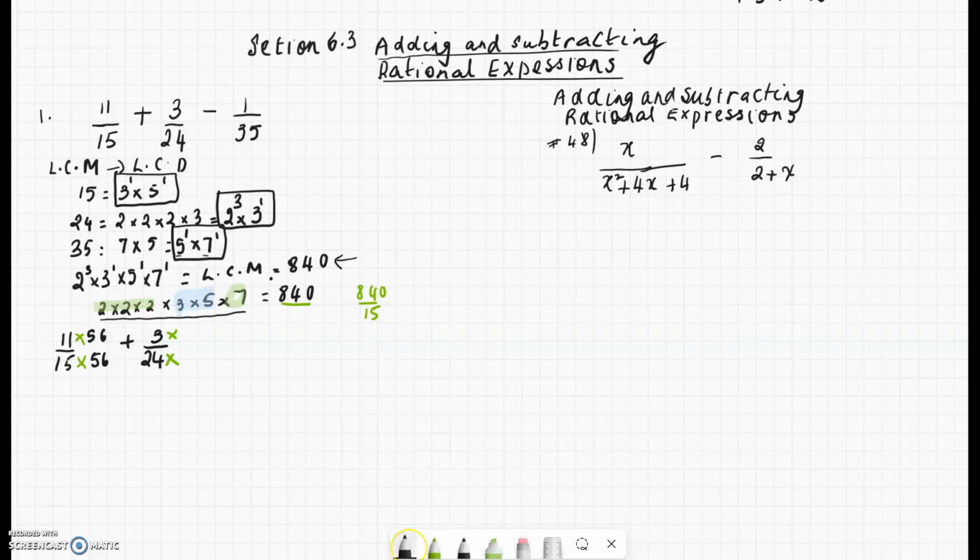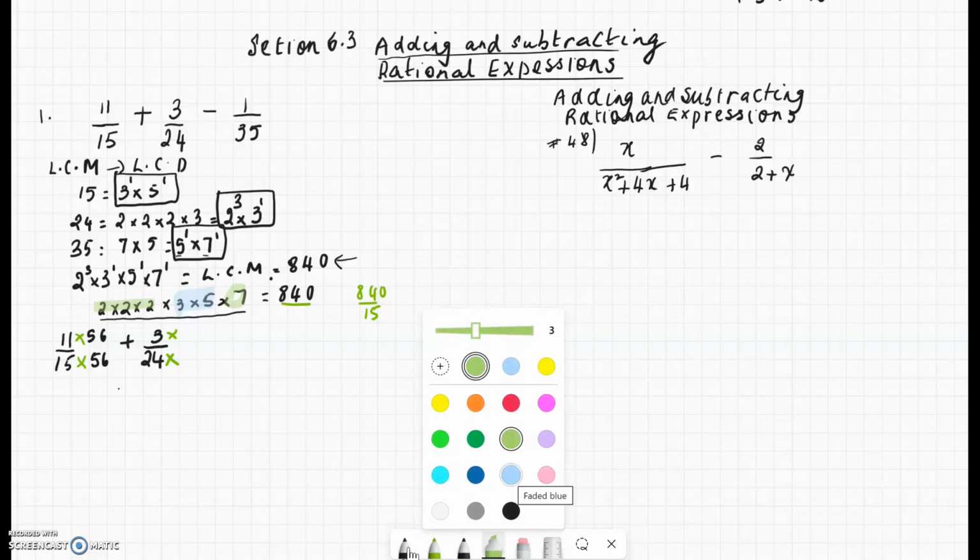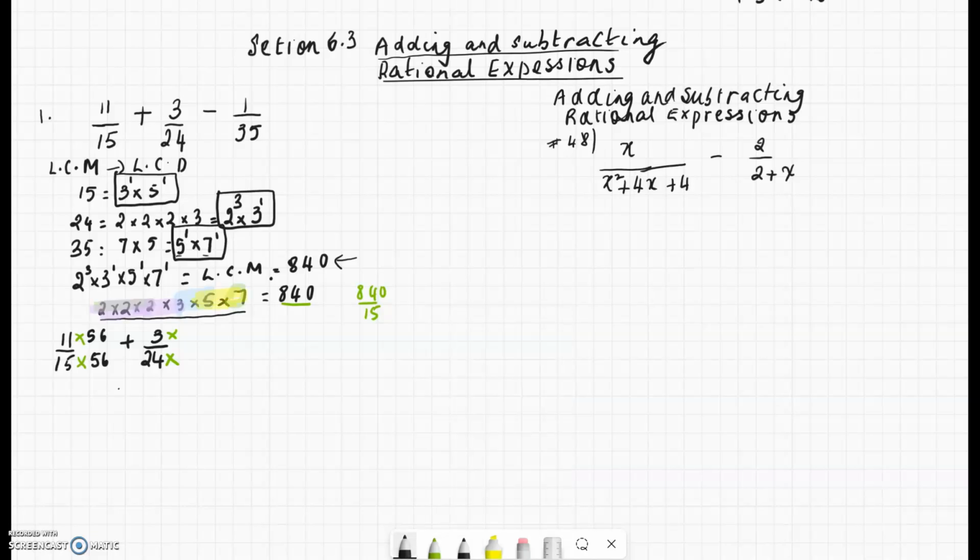So now do the same thing. First make a 24. Let's see if I can pick a different highlight. Let's do a pink. Let's make a 24 first. 2 times 2 times 2 is 8. 8 times 3 is 24. The rest is basically 7 times 5. So if you multiply 24 with 35, the denominator becomes an 840.